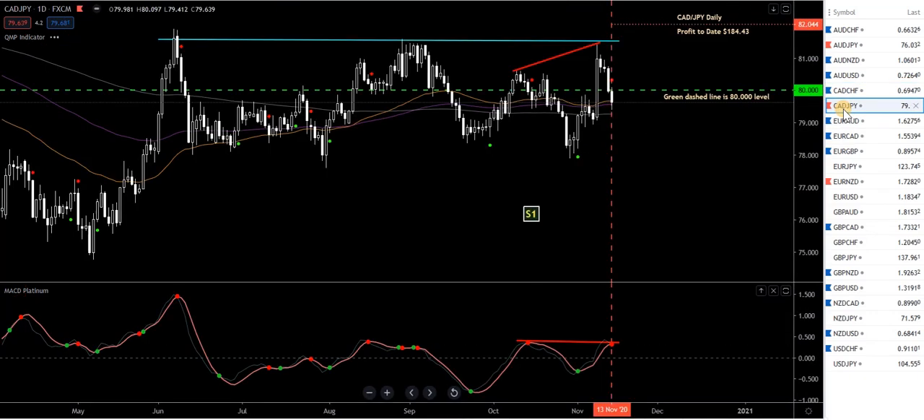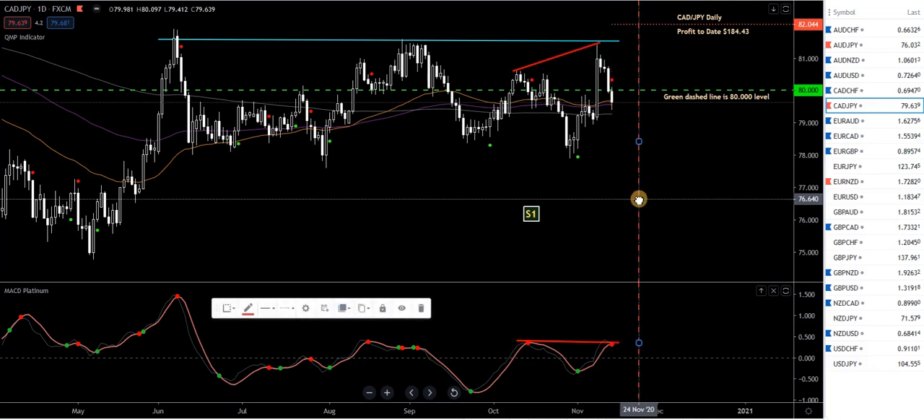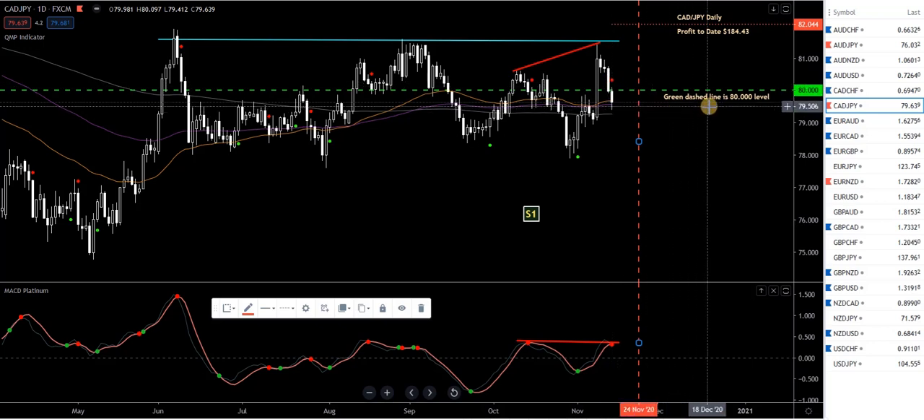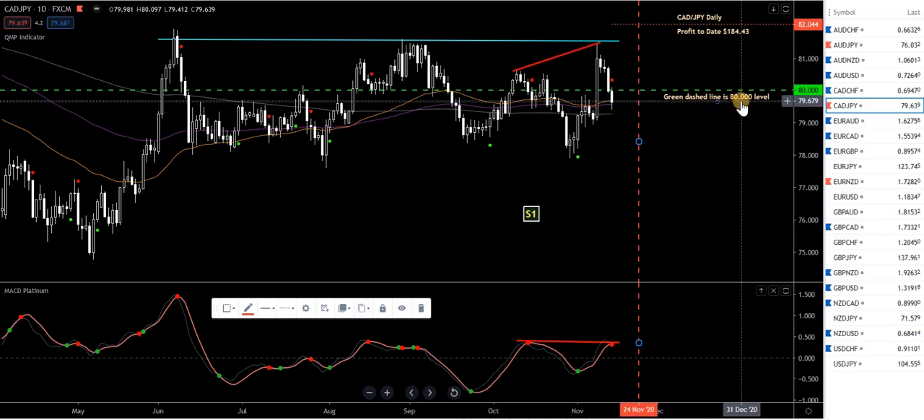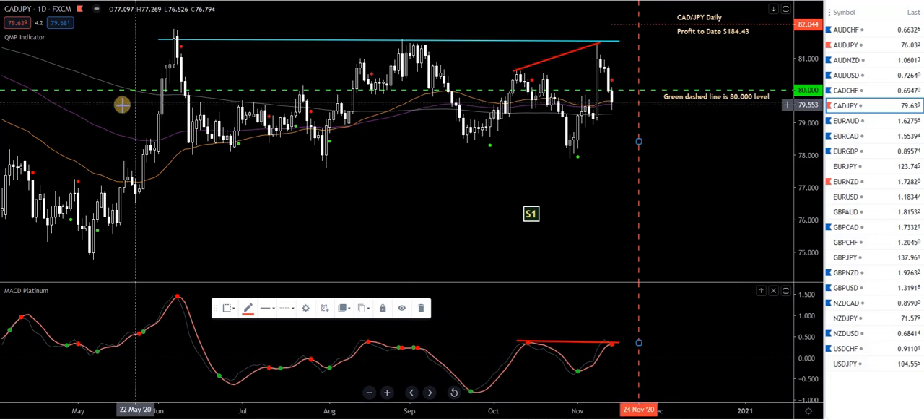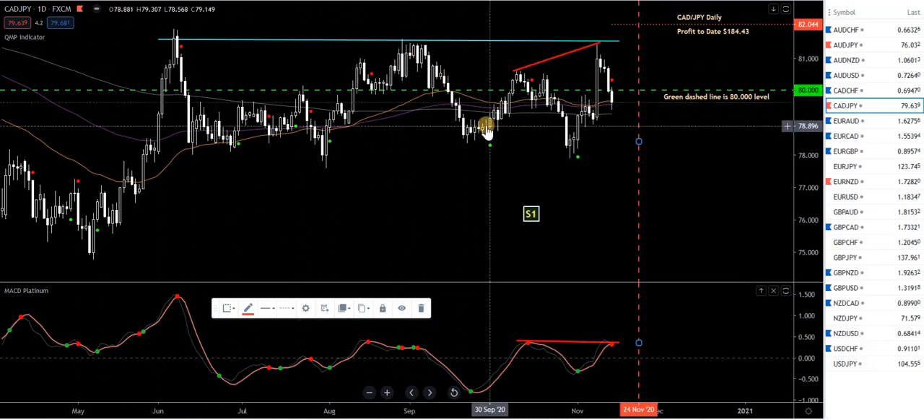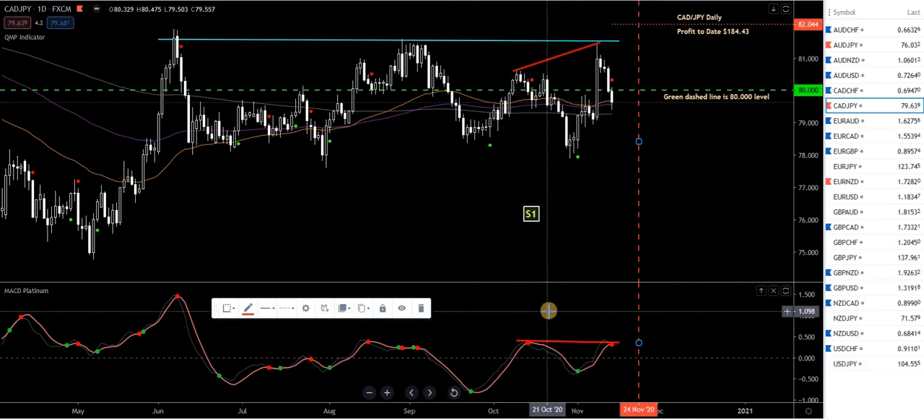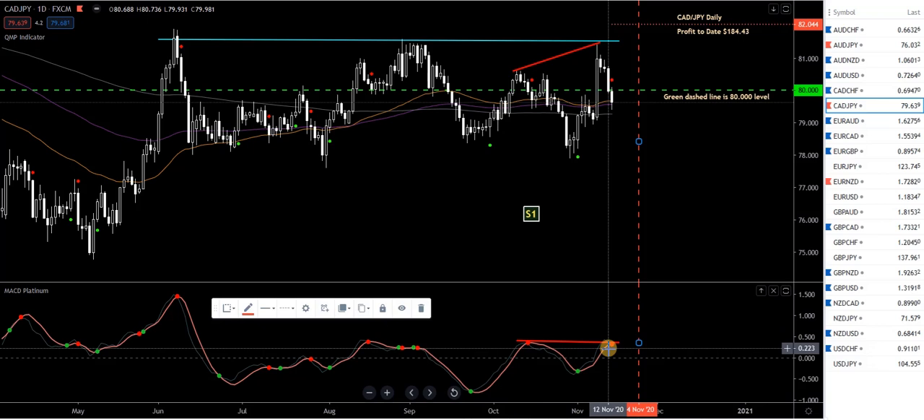Cad Yen. All right. So on Monday, I'll be taking a sell. There's a new sell signal there. You can see my notes. This green dash line is an 80-cent level, big round number. We're through it. You can see price meanders around a little bit. We've got this nice big triple top or a big resistance level up here. We've got regular divergence, bearish divergence.